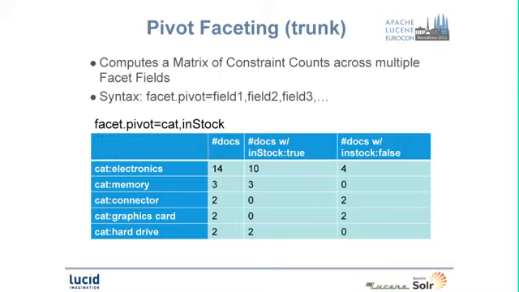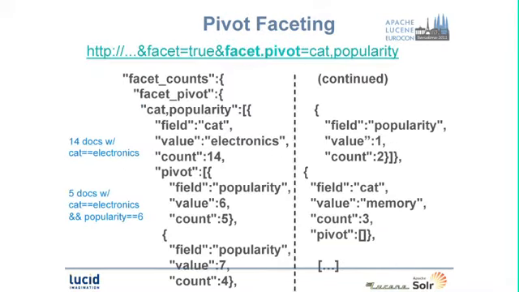So in this example, pivot on cat in stock. We can see that cat electronics matches 14 docs. That's the top value for a category. And then under that, we pivot on that, and of those, 10 are in stock and 4 are out of stock. And here's just what a JSON response looks like.